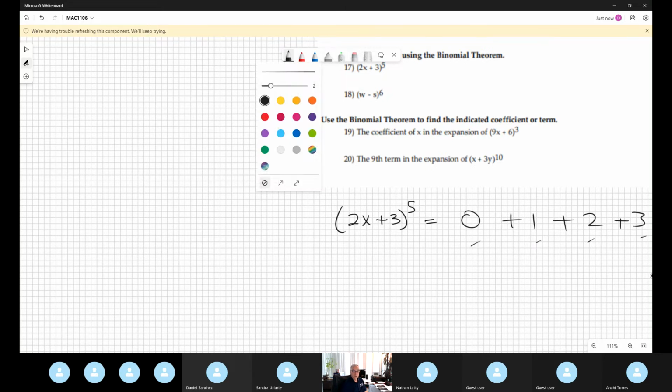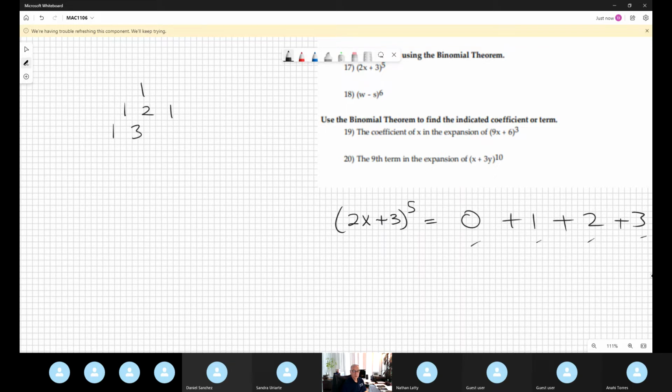The Pascal is 1, 1, 2, 1. 1, 3, 3, 1. 1, 4, 6, 4, 1. And 1, 5, 10, 10, 5, 1. This is the thing I want. It's n equal 5. Now the coefficients are 1, 5, 10, 10, 5, and 1.